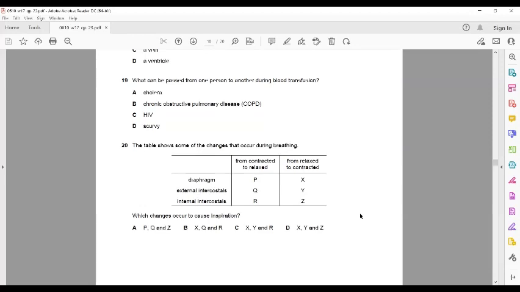So HIV is a virus in the blood. The virus can easily be transferred into another person's body by touching the blood or any kind of fluid of the affected person.